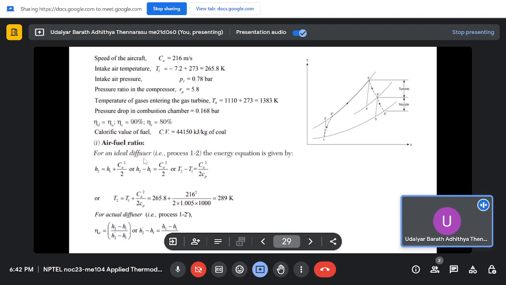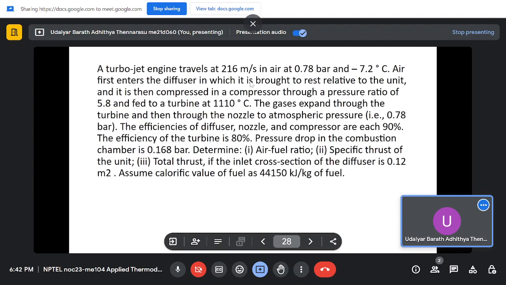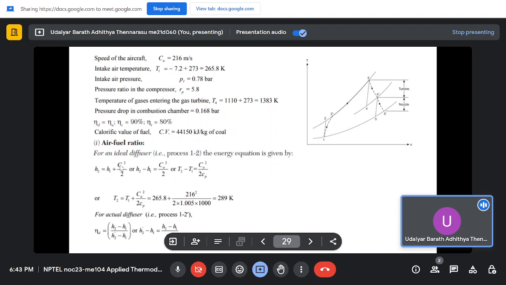So for an ideal diffuser, if you do an energy balance across the diffuser, your state 2 has no velocity, that's what it's stated. The gas first enters the diffuser in which it is brought to rest relative to the unit, so velocity is 0. So there is no kinetic energy, just the enthalpy: h2 equals h1 plus velocity at the inlet Ca square by 2. You see there is no heat input or work input into the diffuser, so that all terms, this is steady flow energy equation.